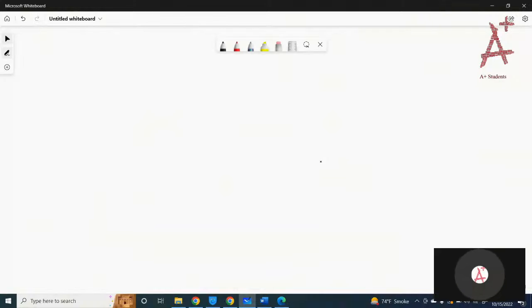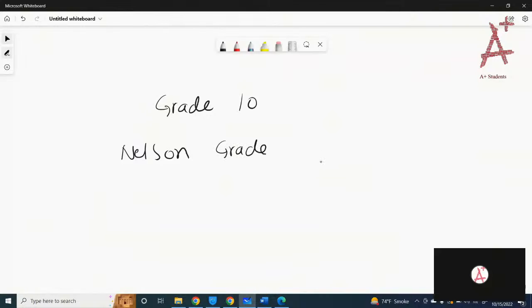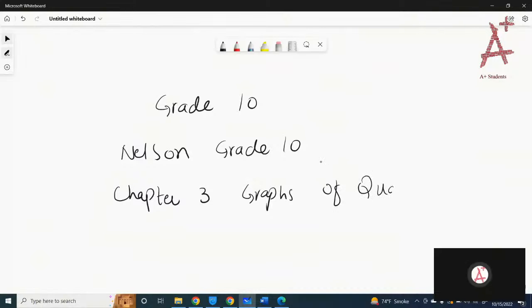So, we're going to start with grade 10 maths. We are following the book that is Nelson grade 10. We are already working on chapter 3 from the book, and the chapter name is Graphs of Quadratics.